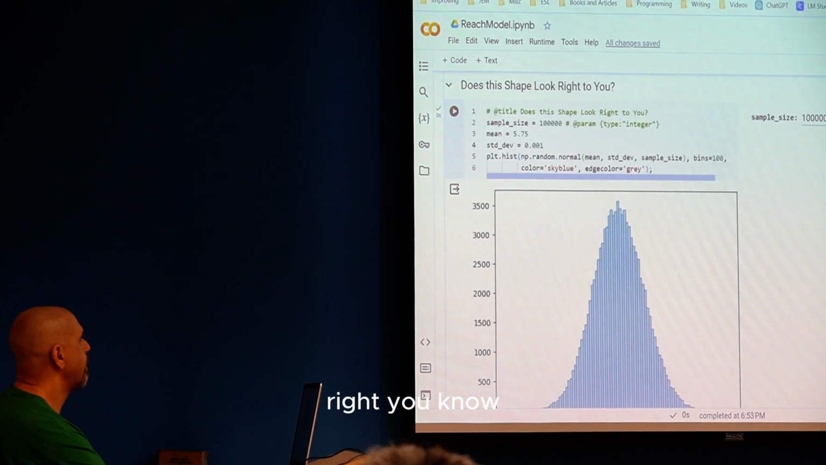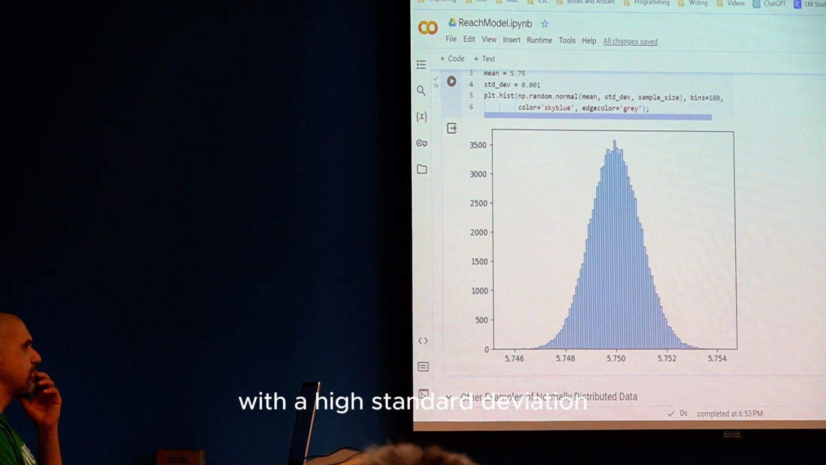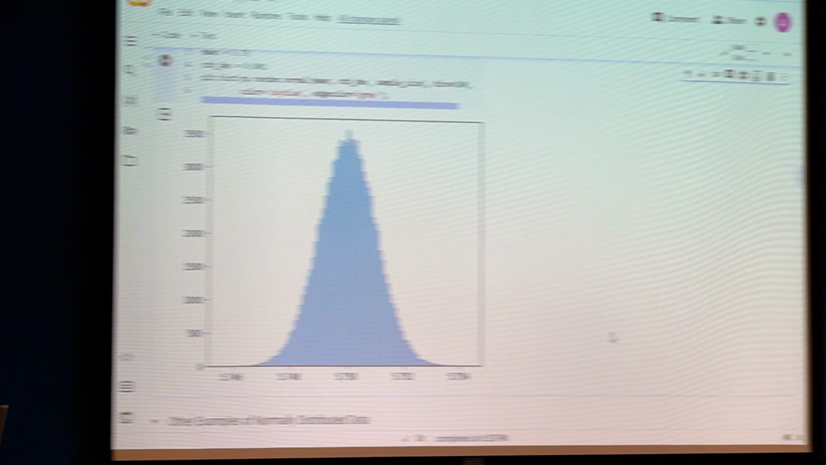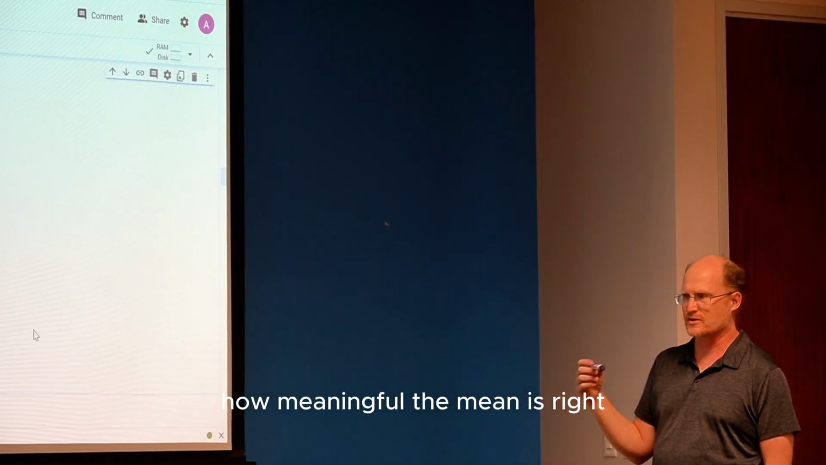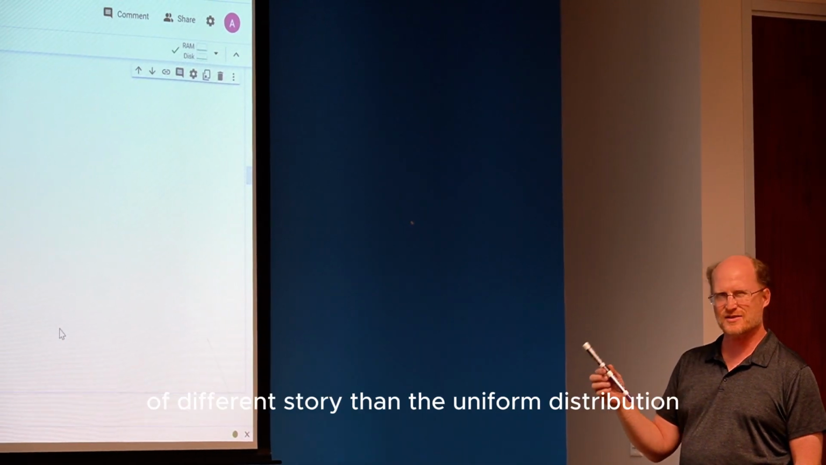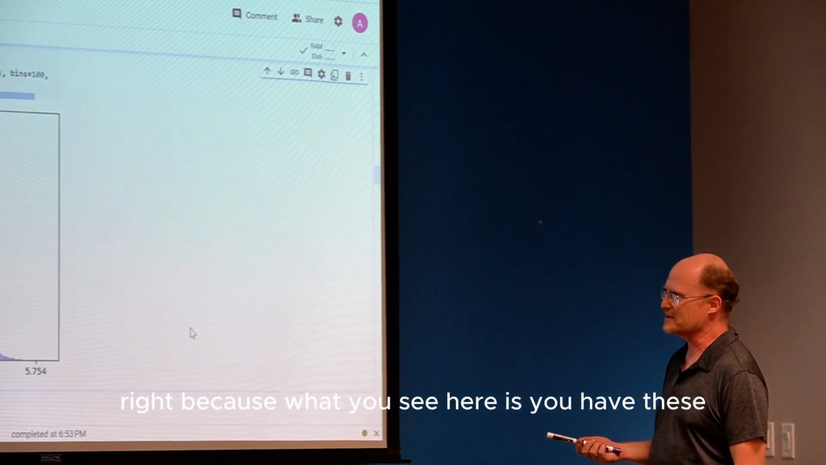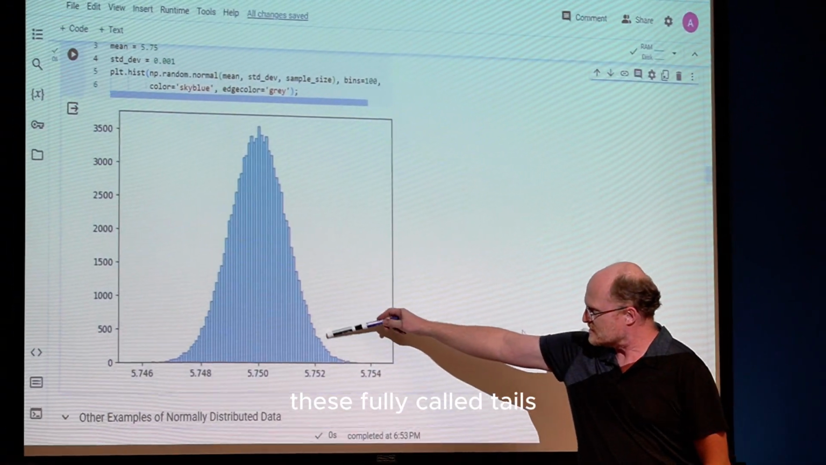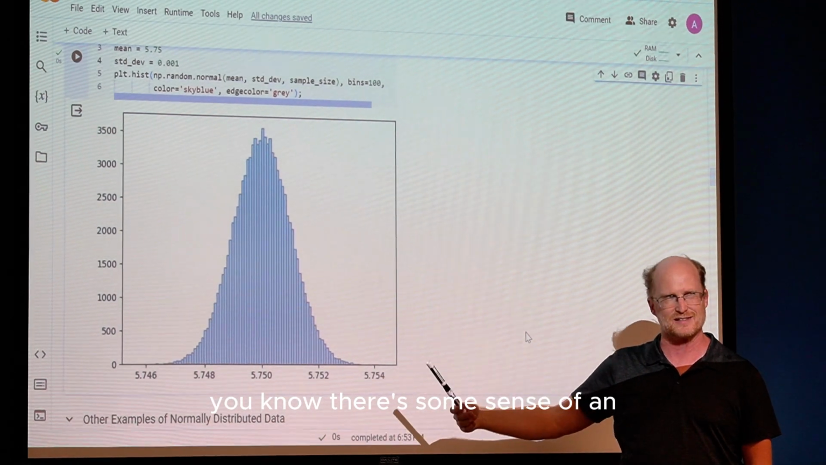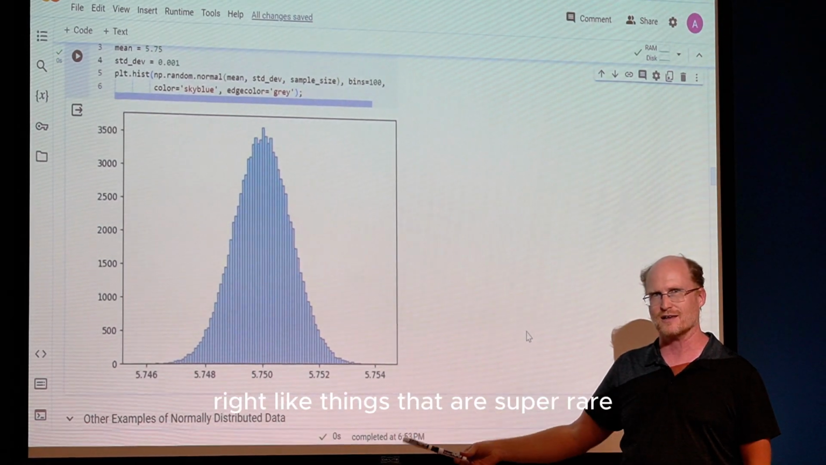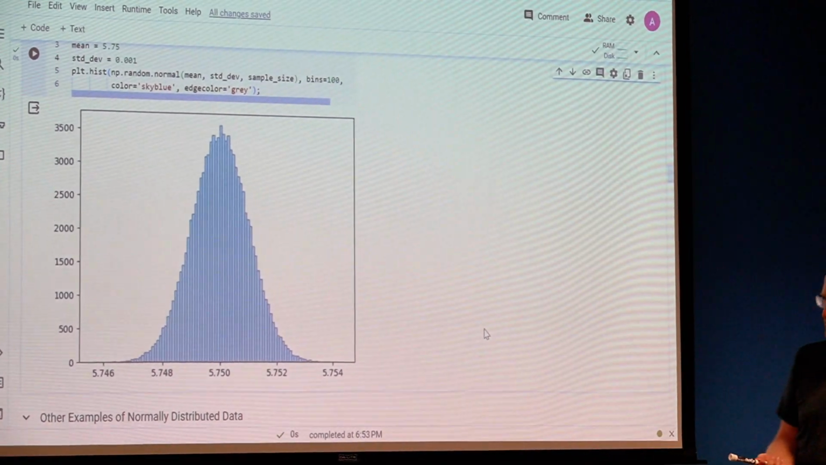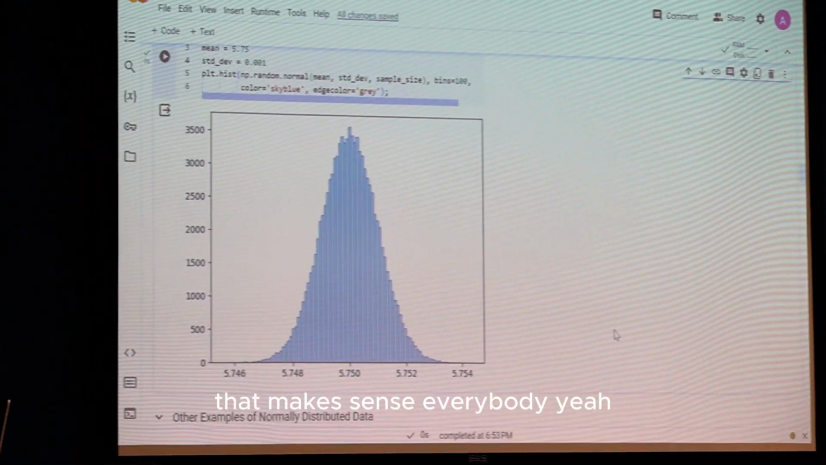Now, with a high standard deviation, that does impact how meaningful or how useful the mean is. But it's a different story than the uniform distribution, because what you see here are these tails, where it's clearly the outliers. There's some sense of an outlier here, things that are super rare, which is not so in a uniform distribution. That makes sense, everybody?